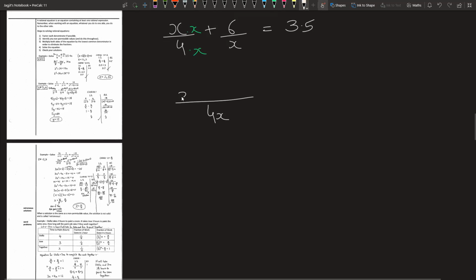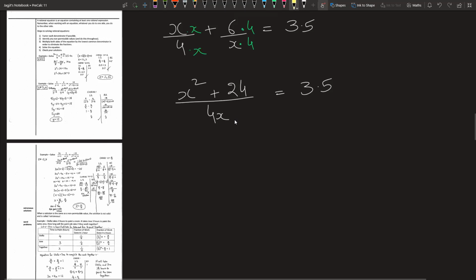So you'll get x times x, which is x squared. Now this term is missing 4, so you'll multiply this by 4 and multiply this by 4, and 6 times 4 will give you 24. Okay, so we got the common denominator. This is equal to 3.5.